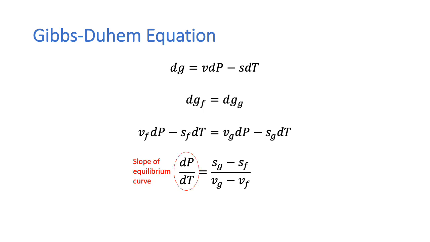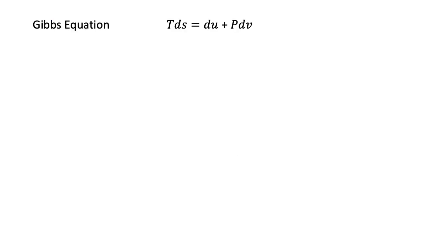Now dP by dT is the slope of the equilibrium curve. Integrating this, we can actually get the equilibrium curve. Sg minus Sf is the difference in entropy between the vapor and the liquid. And this is something that we don't know as yet how to calculate.